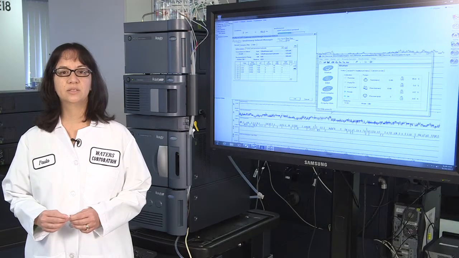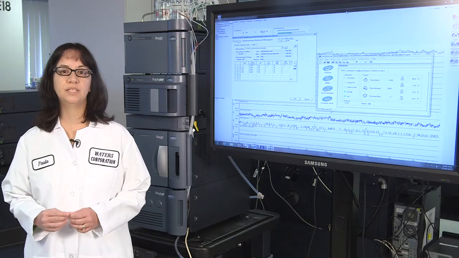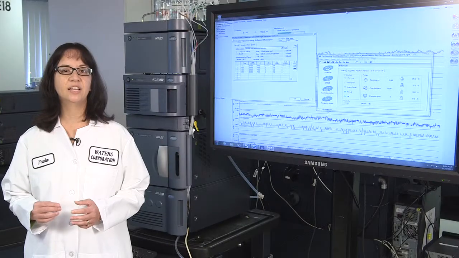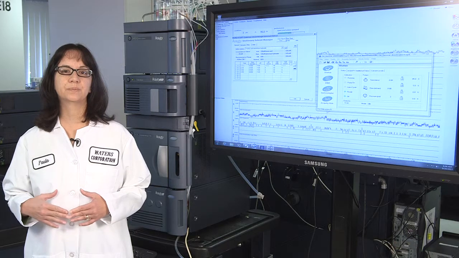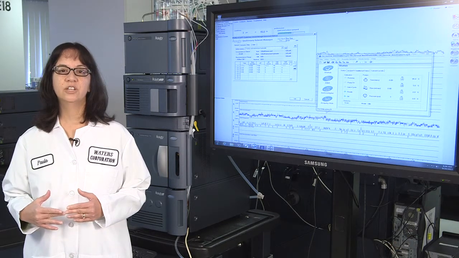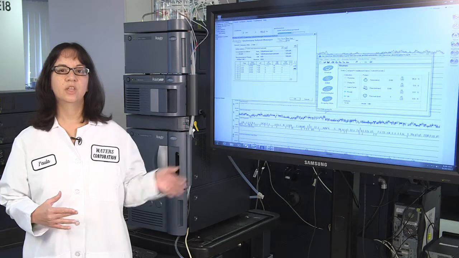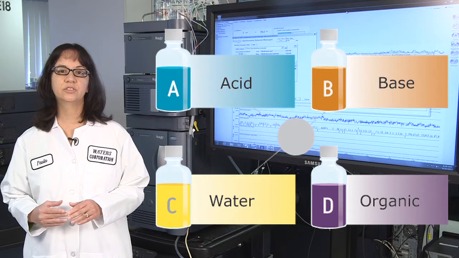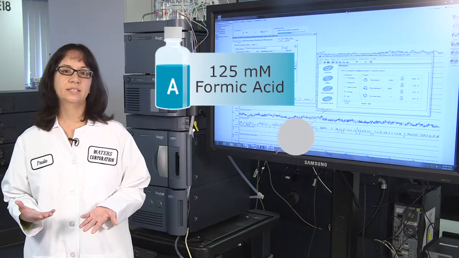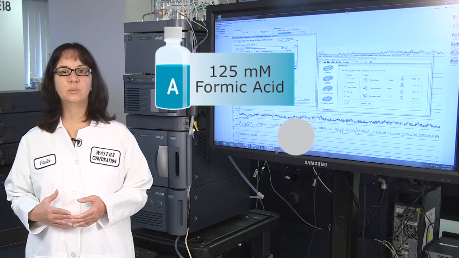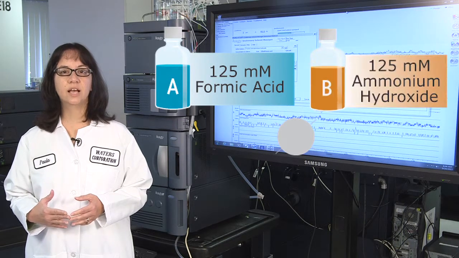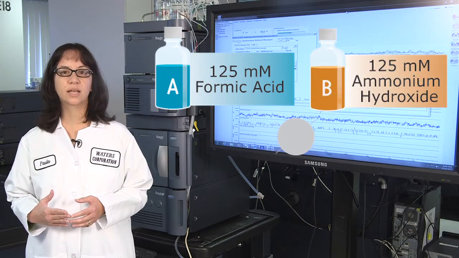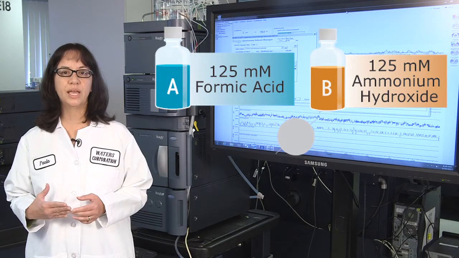Our technique is based on the established principle of acid-base equilibria, where a buffer of desired pH can be created by mixing solutions of a weak acid and its corresponding salt or base. To accomplish this, first we configure the instrument like this one. The 4 solvent reservoirs are used to control both the pH and solvent strength. Reservoir A in this instance contains 125 millimolar formic acid and B is 125 millimolar ammonium hydroxide. The pair is used to control pH.